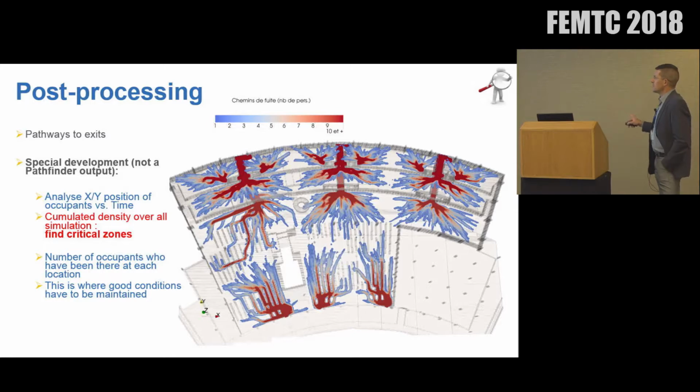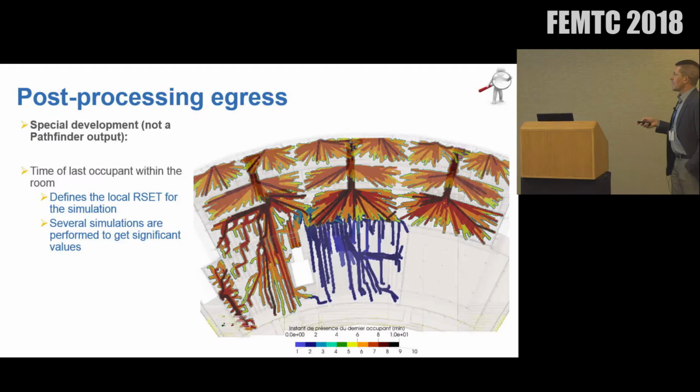And you can see on this the accumulated density of the people during the whole simulation, and all the paths that the people have been using for evacuation. Another post-processing image is the available safe egress time for the simulation. And you can see here the time the people are staying on this path.